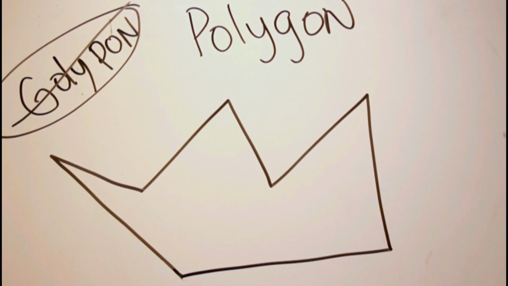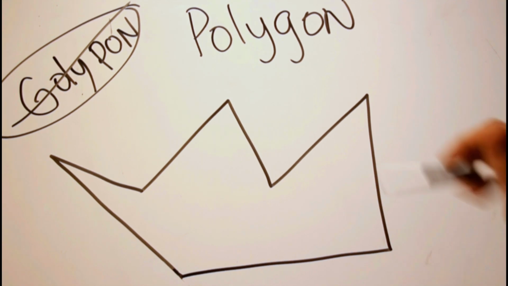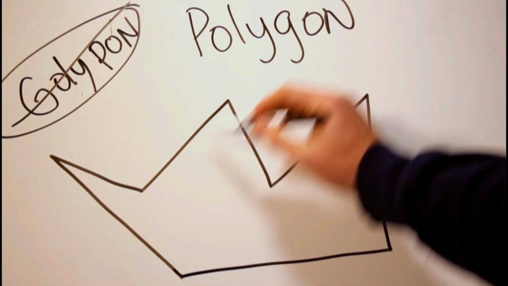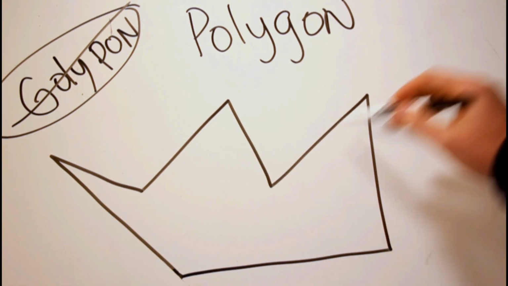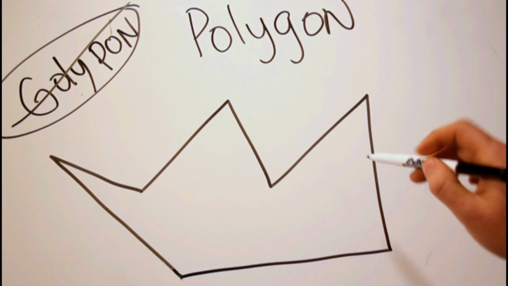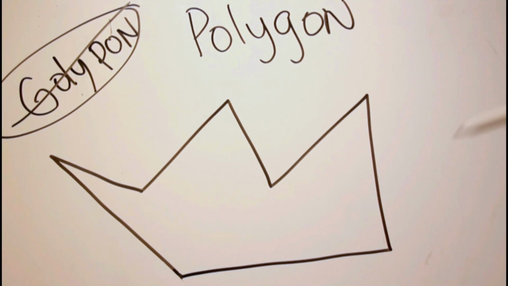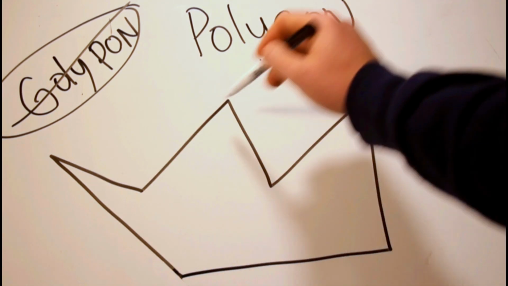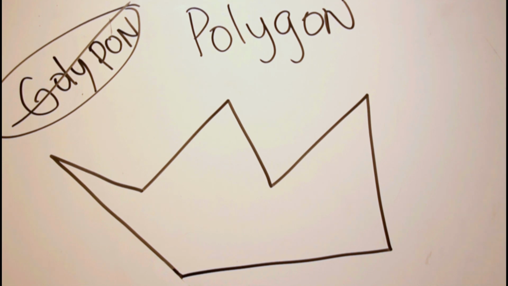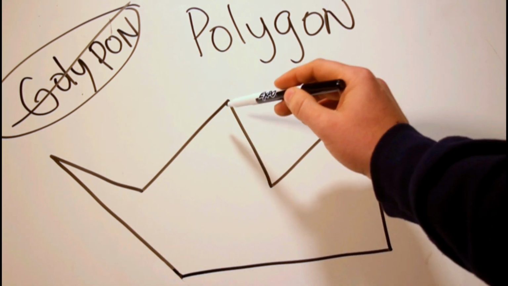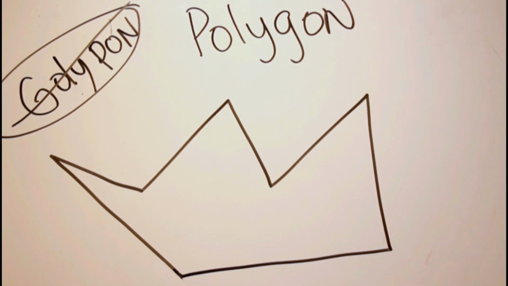First rule, does it have three or more sides? 1, 2, 3, 4, 5, 6, 7. I can't remember where I started, but it definitely has more than three sides. Now, does it have straight lines? Yeah, they all look straight. And then is it closed? Yes, it is. So while this one doesn't look like our regular shapes, it looks like it kind of has bites out of it, it is a polygon.